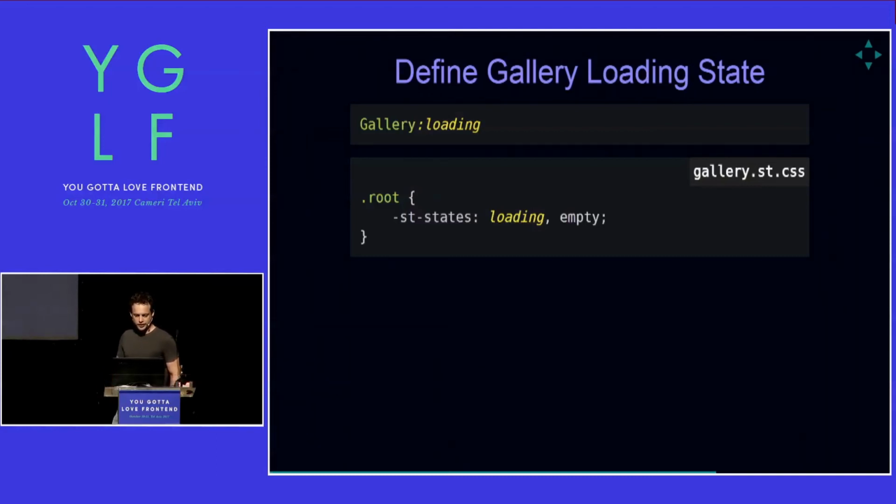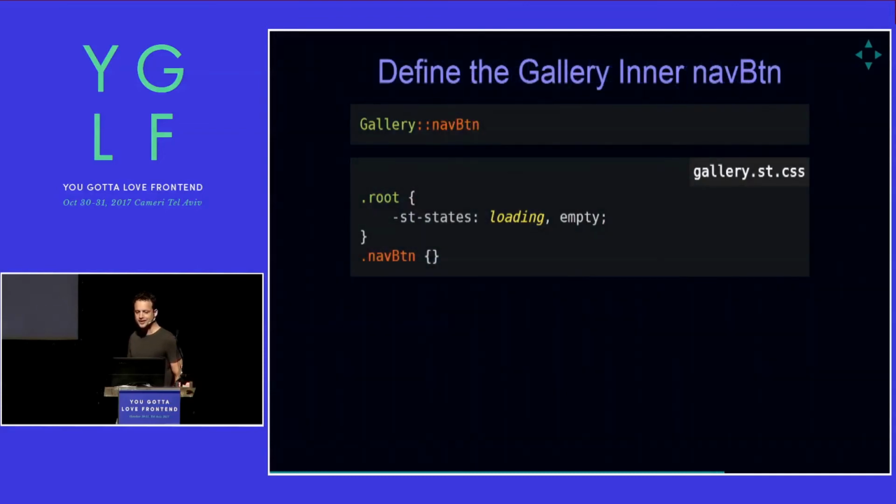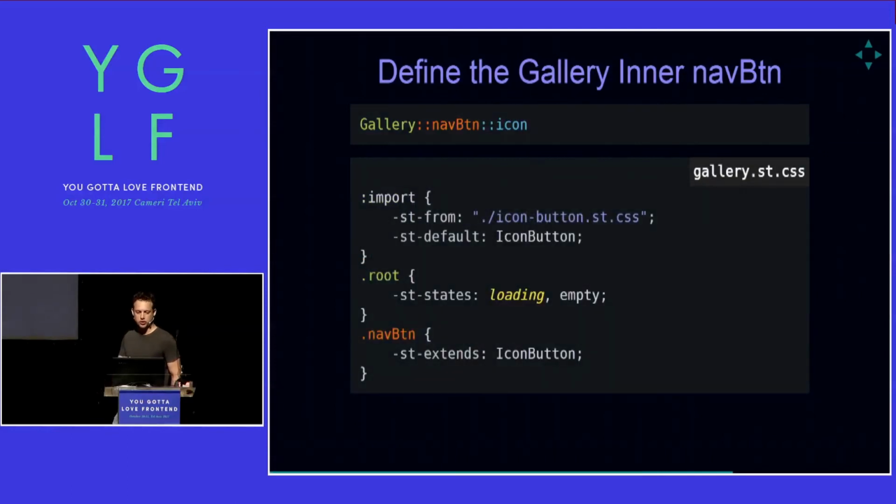Let's see how we define the nav button. So any CSS class defined within a stylable style sheet is accessible as a custom pseudo-element. But it is still targeting a universal selector. It doesn't have any specific interface, the nav button. So like we did with our gallery, we can import an icon button, for instance, and use the -st-extends to say that our nav button extends that icon button.